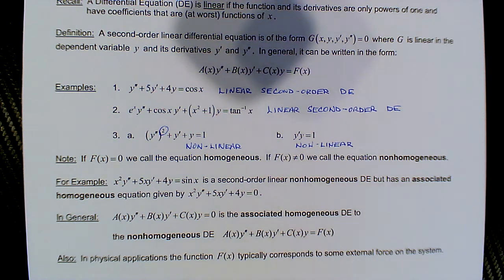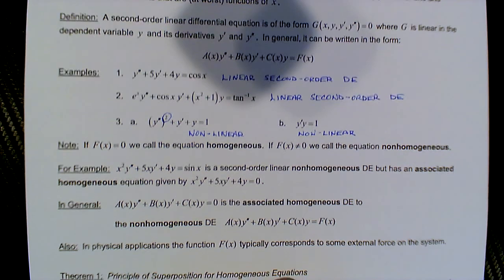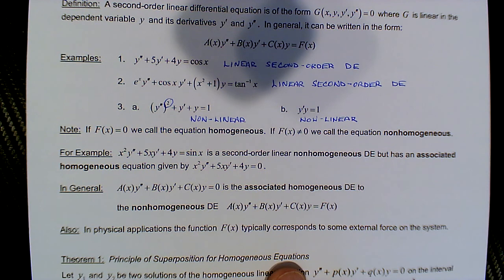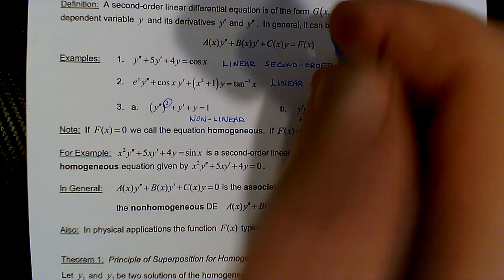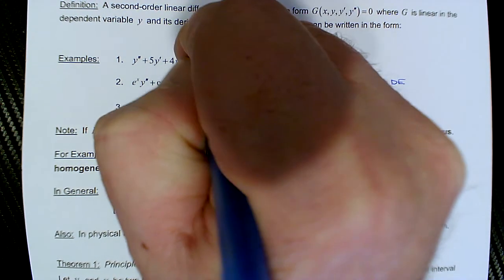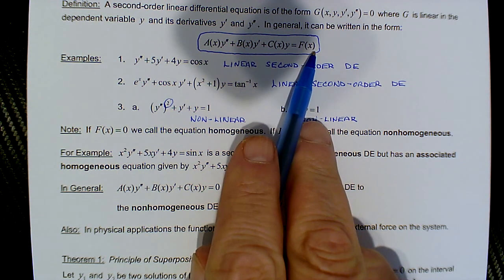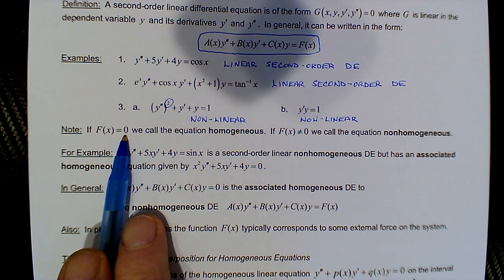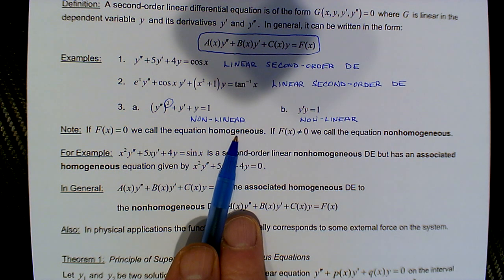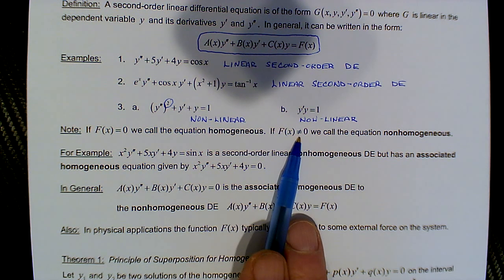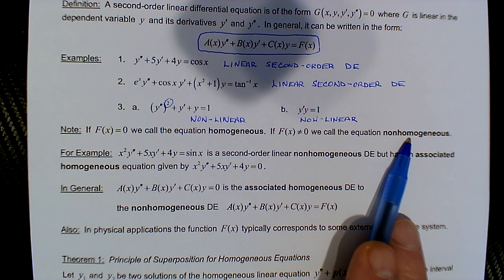So, as I've mentioned before, we're only going to be studying linear, and we focus our attention on second order in this section. And we further define the second order, which is, here's our standard form again. If the function f of x is 0, then we say it's homogeneous. Some people pronounce that homogeneous. I say homogeneous. If it's not 0, it's non-homogeneous or non-homogeneous.